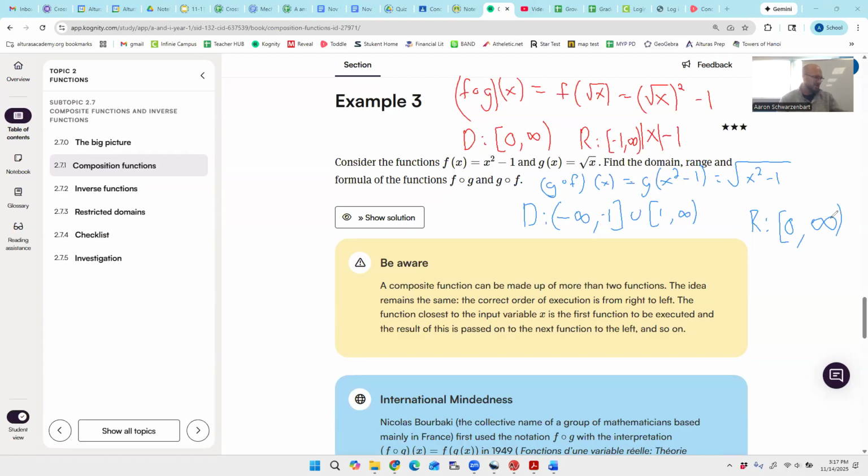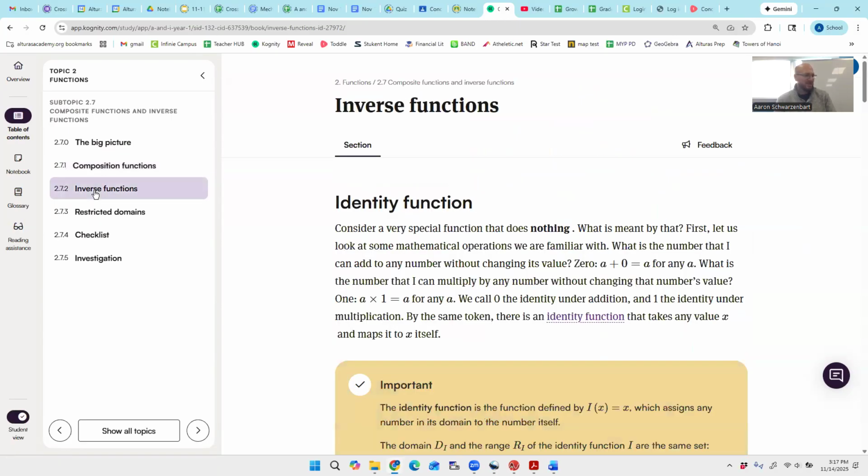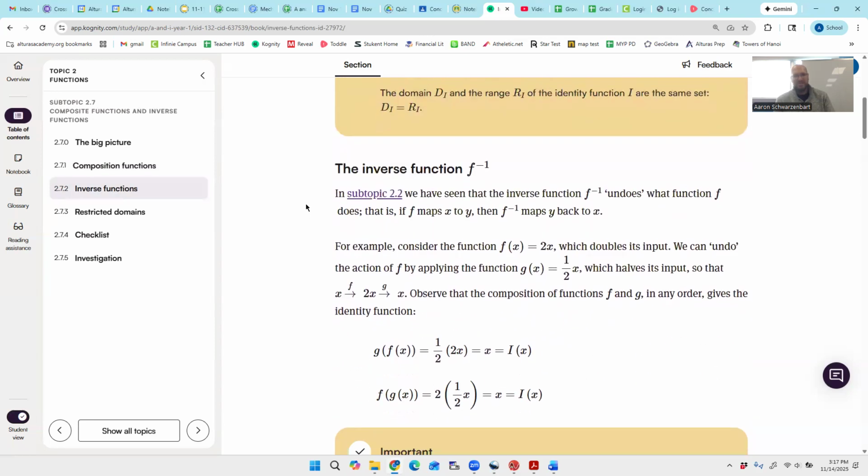Inverse functions is our next section. And inverses, remember, inverses undo a function. So inverse notation, we can see it like this. I don't love this notation, but that's what it is. That means the inverse. It doesn't mean to the negative first power.